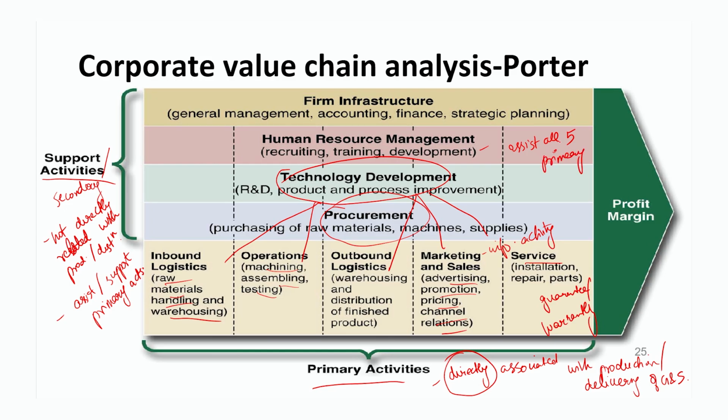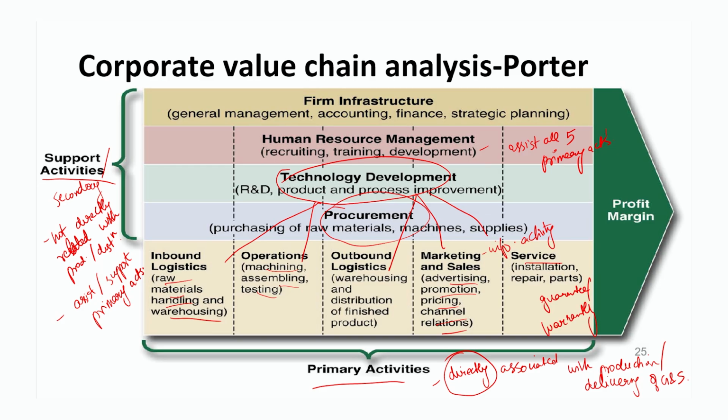Without employees nothing can be done, so it assists all 5 primary activities. And last is firm infrastructure, which includes your general management, accounting, finance, CRM, all the departments which are there in the organization. They are part of firm infrastructure, which again assist all primary activities.